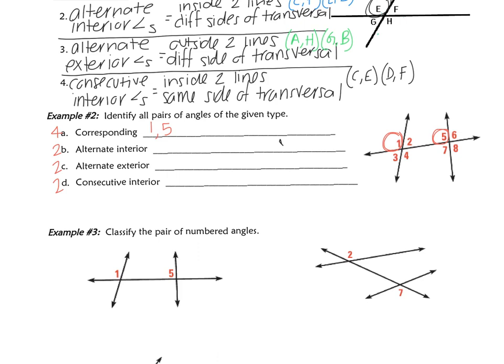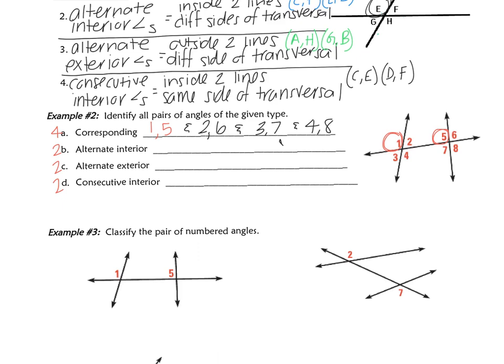Okay, hopefully you had enough time. The corresponding pairs are 1 and 5. There's also 2 and 6, angles 3 and 7, and angles 4 and 8. Those are all in the same position.